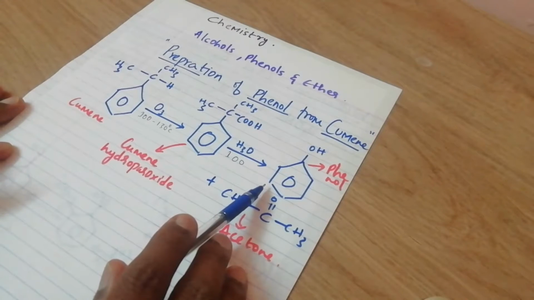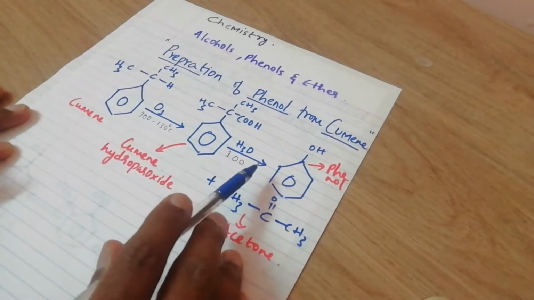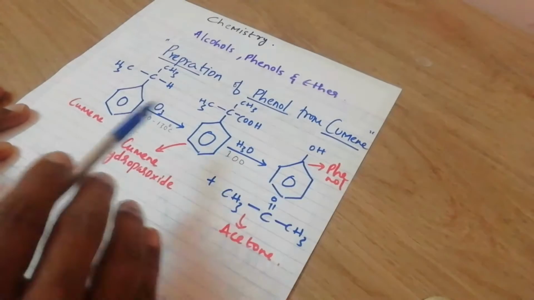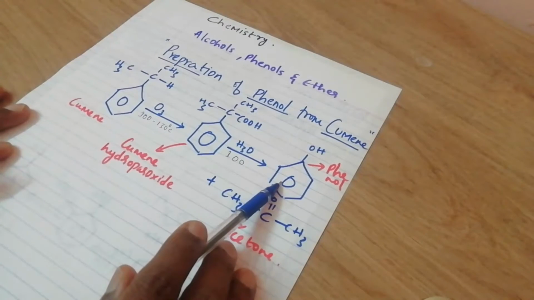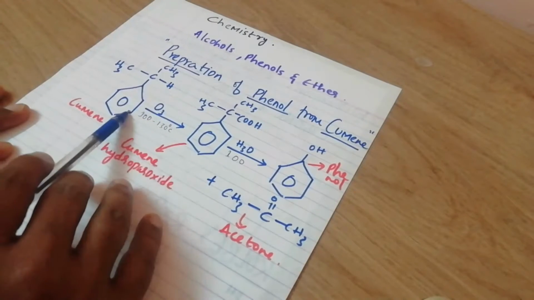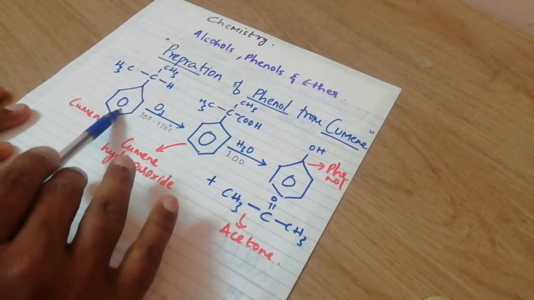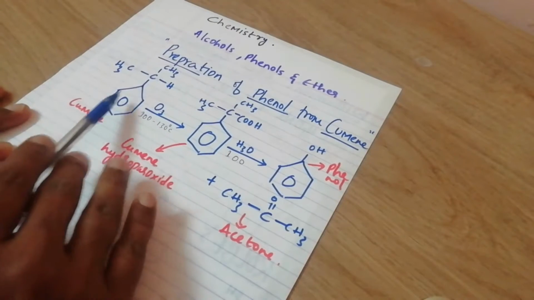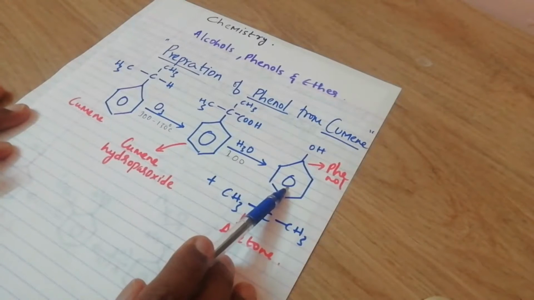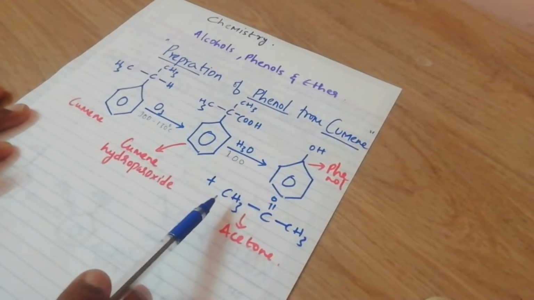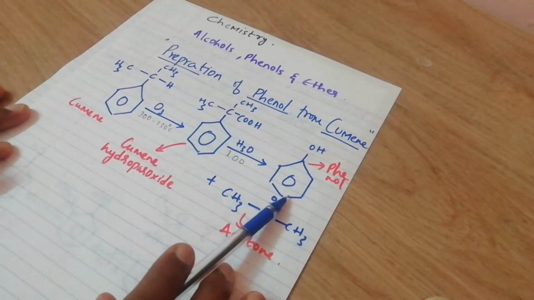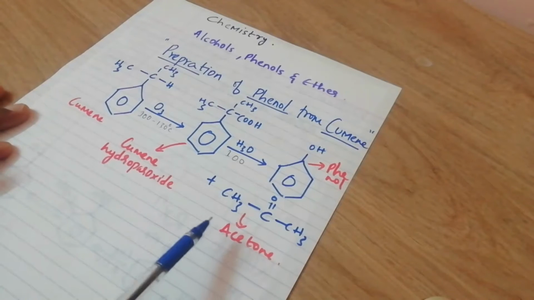Today my first topic is preparation of phenol from the cumene process. What is cumene? Cumene, its chemical name is isopropyl benzene. This is isopropyl benzene. Cumene is converted into phenol, and its side product is acetone. This is the best method because it prepares two important organic compounds, one is phenol and one is acetone.